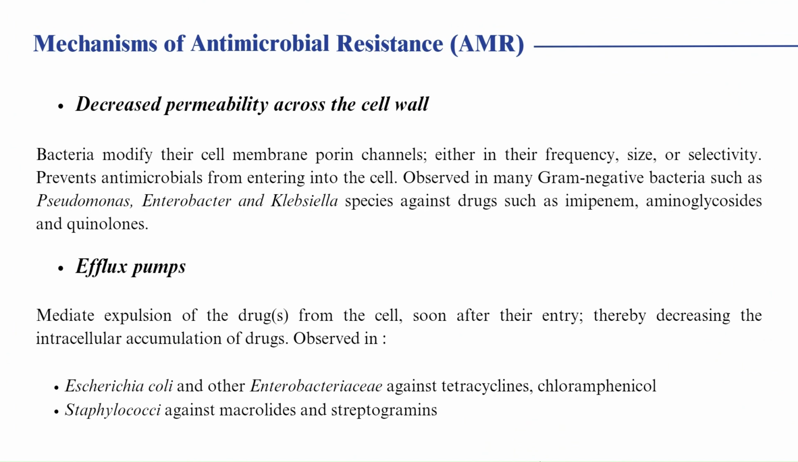The mechanisms of AMR include decreased permeability across the cell wall, where the bacteria modify their cell membrane porin channels, either in their frequency, size, or selectivity. This prevents antimicrobials from entering into the cell. Observed in many gram-negative bacteria such as Pseudomonas, Enterobacter, and Klebsiella species against drugs such as imipenem, aminoglycosides, and quinolones.